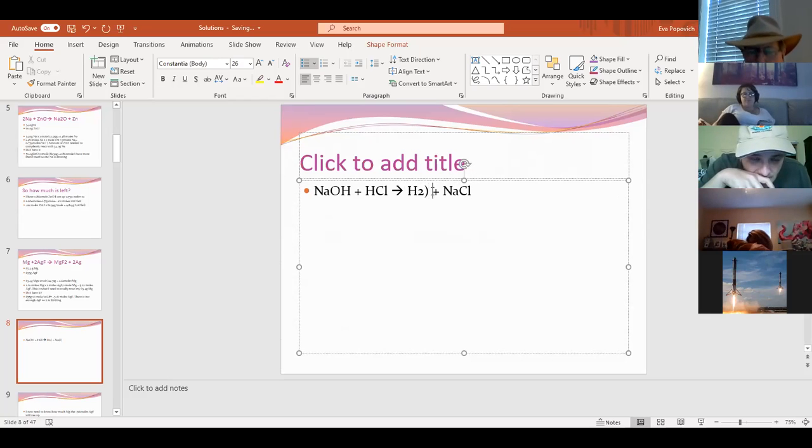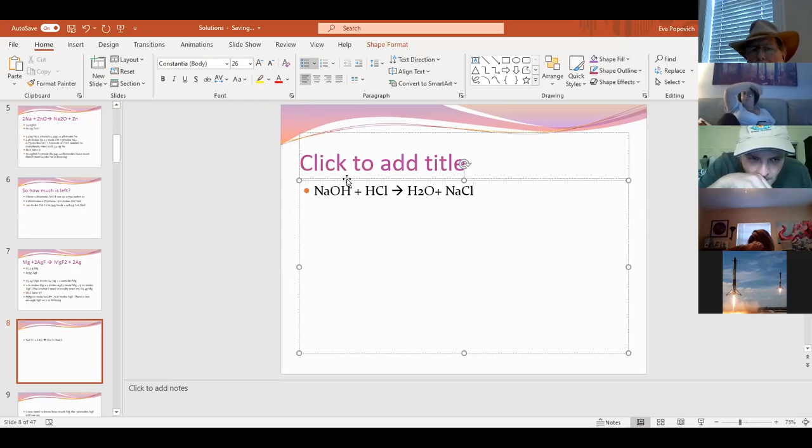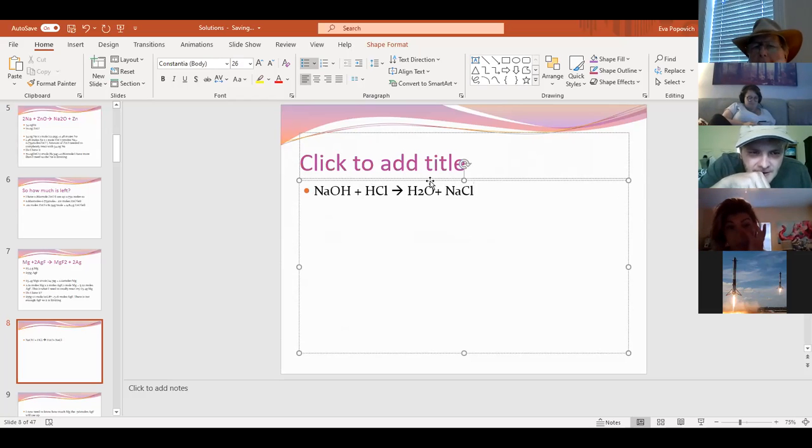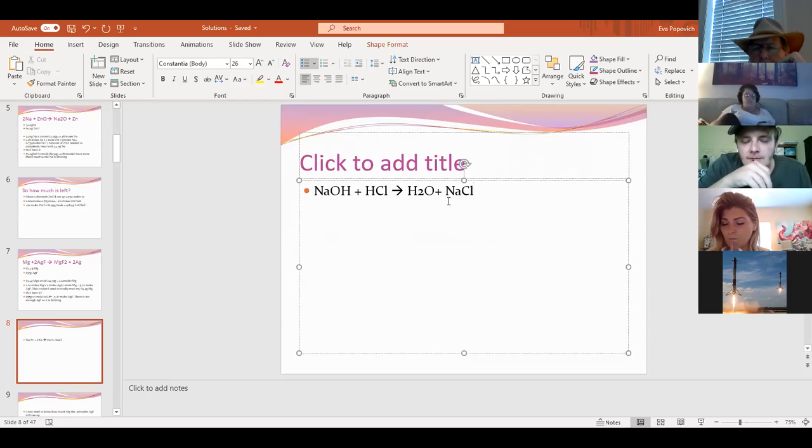I'll fix one little thing here. Okay, I give you that. When I'm reading this chemical equation, 1 mole of sodium hydroxide reacts with 1 mole of HCl to make 1 mole of water and 1 mole of NaCl. Okay, I get that. So when you're looking at the molar ratios, you are literally looking at the coefficients in front of the individual compounds.